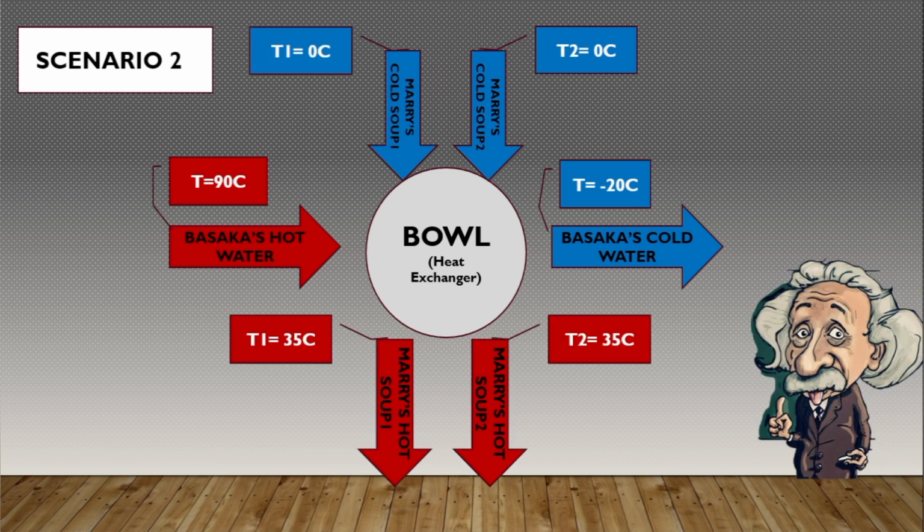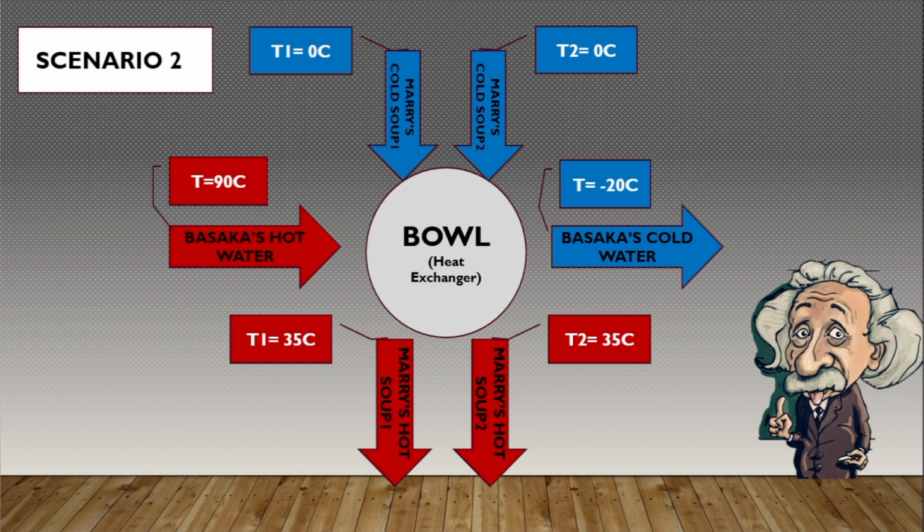So let's say we go back to the kitchen and change the whole scenario between Basaka and Mary. Let's say this time around Mary has 2 bowls of frozen soup, and Basaka still has his boiling water, a single bowl of hot water at a temperature of 90 Celsius, and Mary still has a frozen bowl of soup at 0 Celsius. But remember, this time around Mary has 2 bowls of frozen soup.